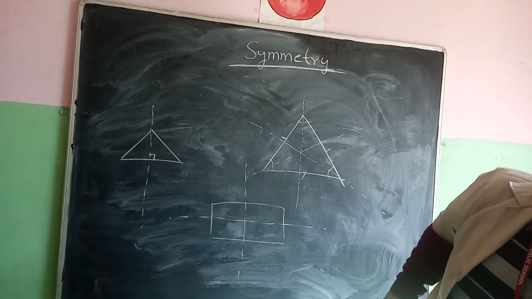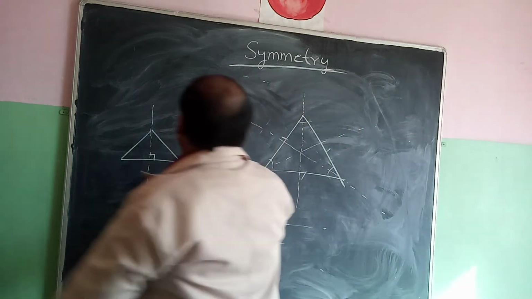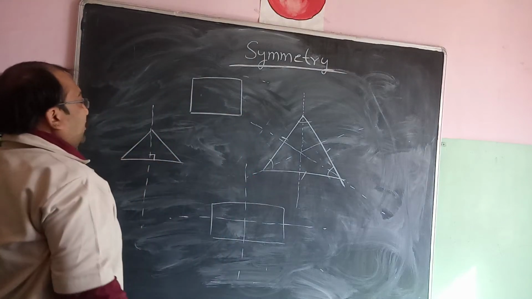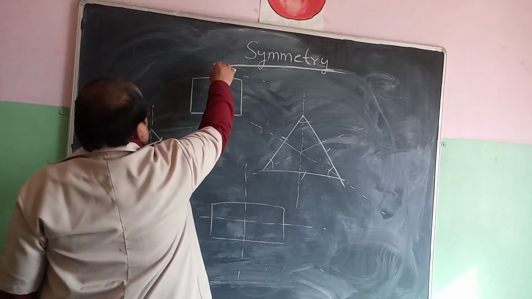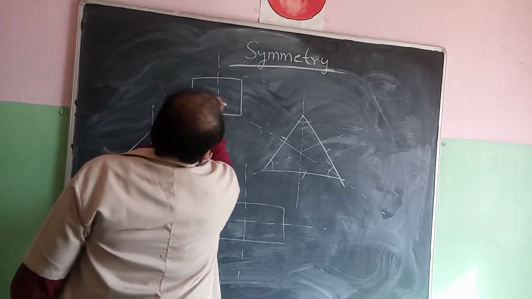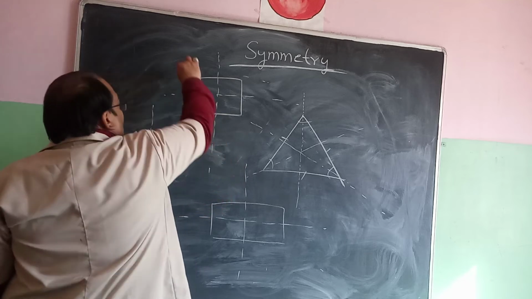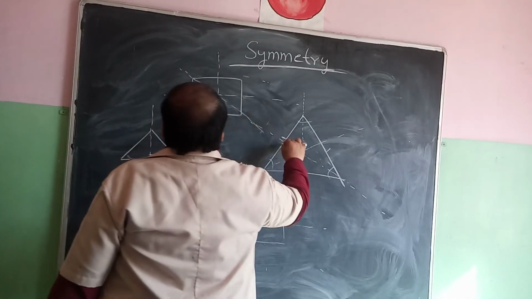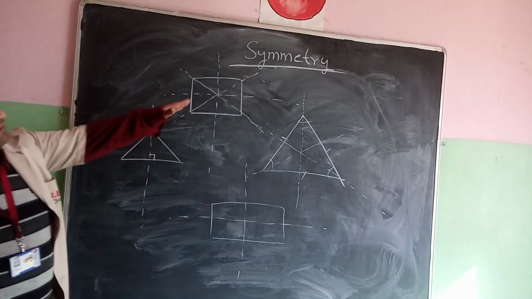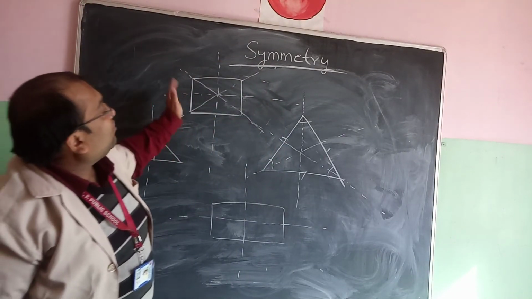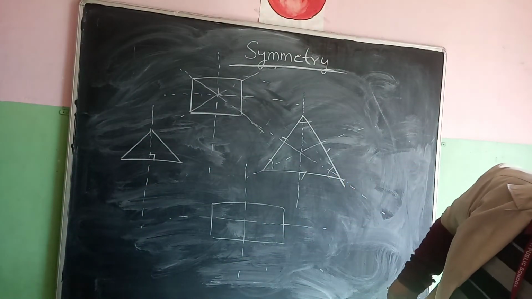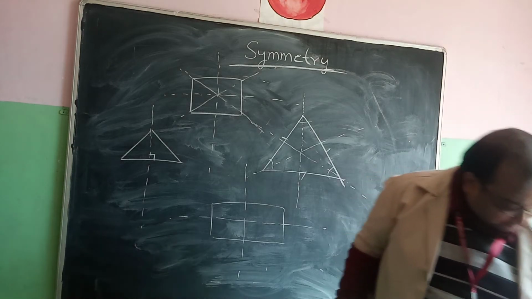The number of lines of symmetry in a square. A square is again a very symmetrical figure, all around symmetry. Here there are 4 lines of symmetry. One is vertical passing through the middle, one is horizontal passing through the middle, and one along one diagonal and another along the other diagonal. So here in this question the answer is option D, 4.